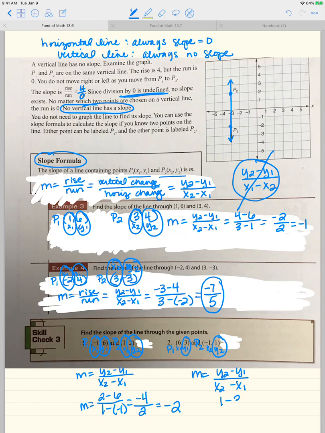Y1 is 3. 1 minus 3 over x2 is negative 1 minus x1 is 6. 1 minus 3 is negative 2. Negative 1 minus 6 is negative 7. We have a negative over a negative, which means that is positive, because negative divided by negative is positive. So the slope of this line is 2 over 7. And that is how you calculate slope.